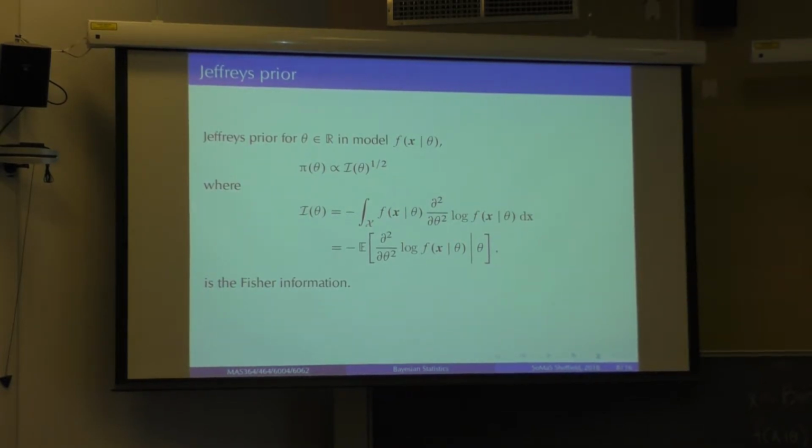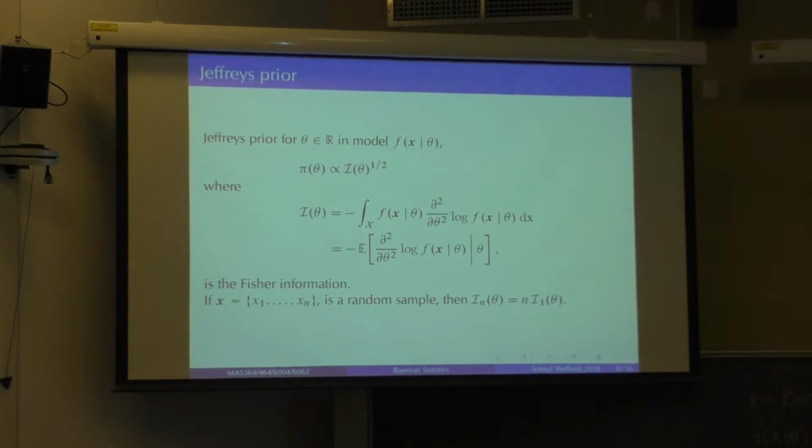Okay? And one very useful property of Fisher information is that if you have a random sample, then Fisher information is additive. So the Fisher information in a random sample of size n is n times the Fisher information in one observation, which kind of makes sense. If you have a random sample, the information that you get about the parameter in each new sample point should be the same on average. Okay?